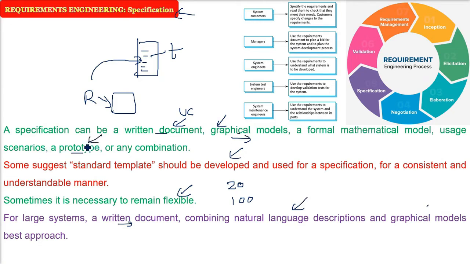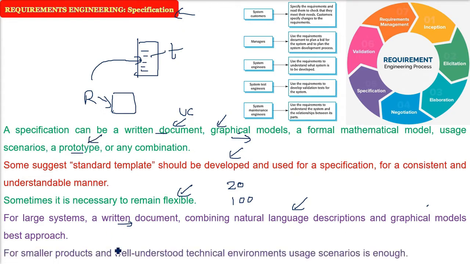But for a smaller product, when the needs are very clear and the environment is clear, for example a 2 lakh project or 5 lakh project, the usage scenario is enough. So for a small project, SRS will do, or even the usage scenarios will do. For a large one, you need a combination of all these.